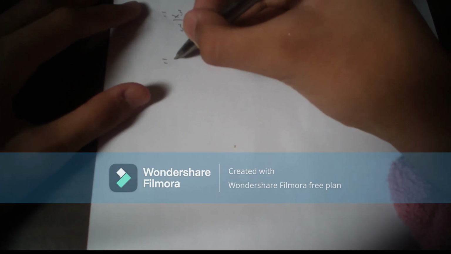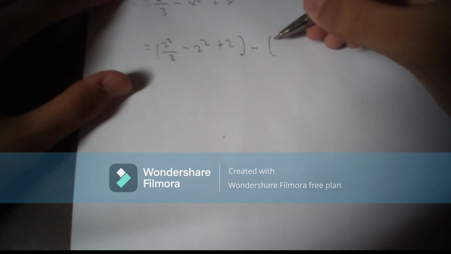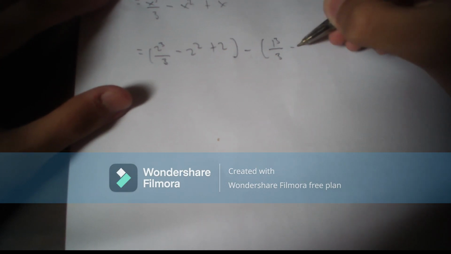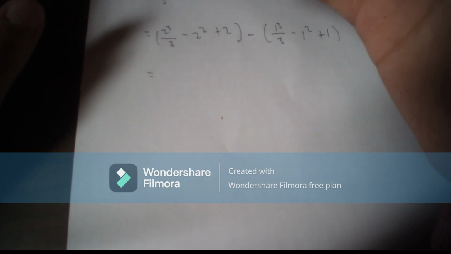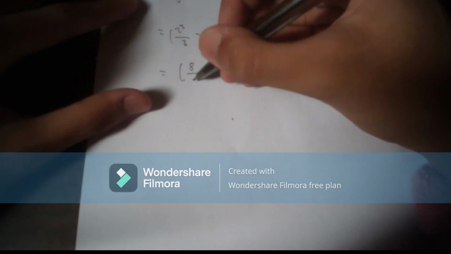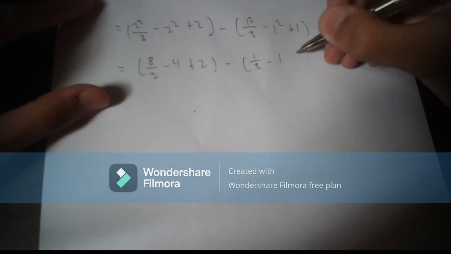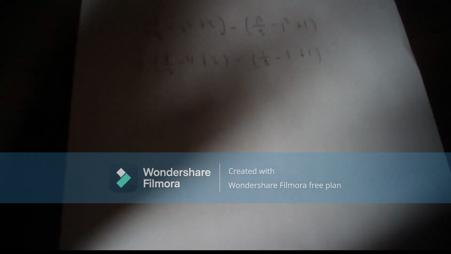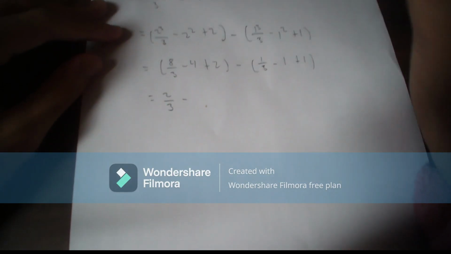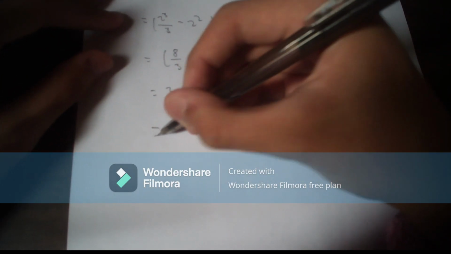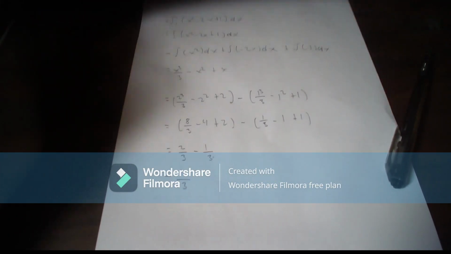So 2 cubed over 3 minus 2 squared plus 2, minus 1 cubed over 3 minus 1 squared plus 1 equals, now we simplify. 8 over 3 minus 4 plus 2, minus 1 over 3 minus 1 plus 1. Now this turns into 2 over 3 minus 1 over 3 equals 1 over 3. So that's our final answer. And after this, we'll be using the substitution method, and after that, we'll compare the both of them together.